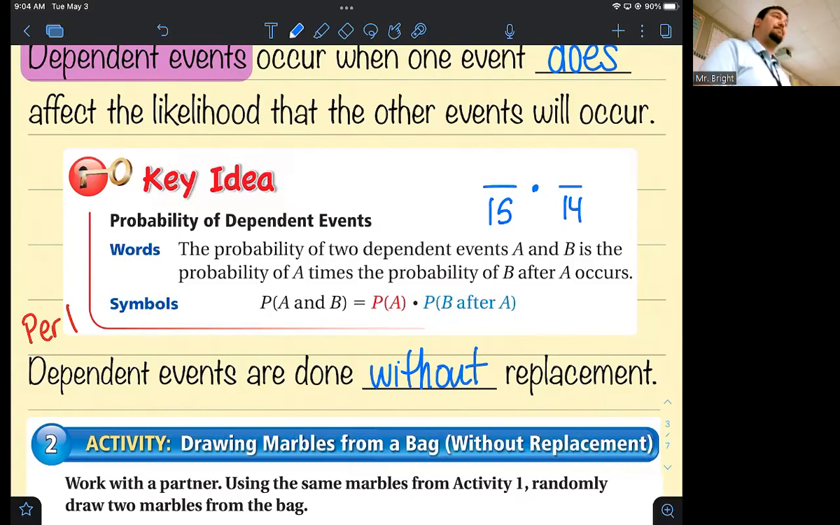Okay, we'll talk more about dependent probability tomorrow, but you can at least start half of your homework. And then tomorrow we'll finish this and then do our worksheet.